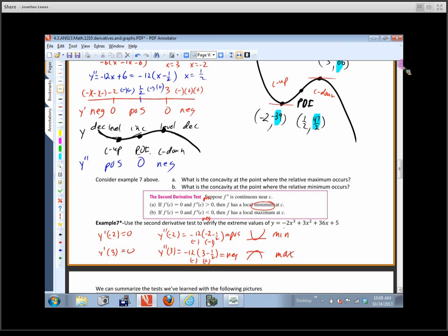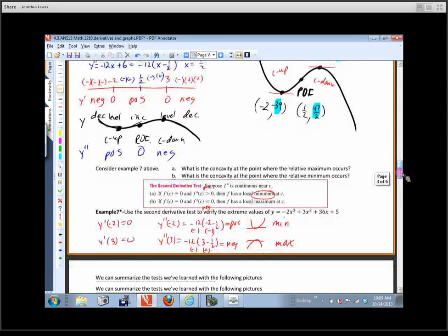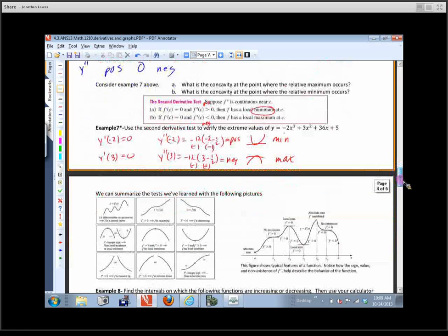Let's think about that, though, for just a second. If the first derivative didn't exist at a particular point, would the second derivative suddenly exist there? Nope. Okay? And that's why this test just involves where the first derivative equals 0. Any questions there? Okay.